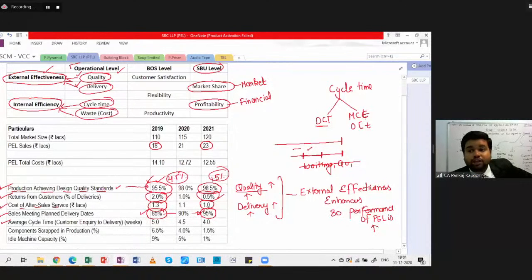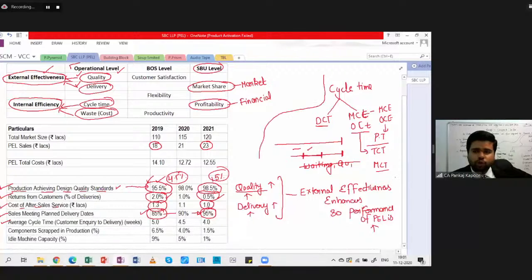Hence, in order to see the effectiveness of cycle time, what do we measure? We measure the manufacturing cycle efficiency, or operating cycle efficiency. The formula for the same is what? The processing time divided by total cycle time. If you are measuring the operating cycle efficiency, then for the total time you take the manufacturing cycle time. Don't worry, if I get the time, I'll explain this concept again. But right now, you need to understand only that it is good for the organization if the cycle time is less.